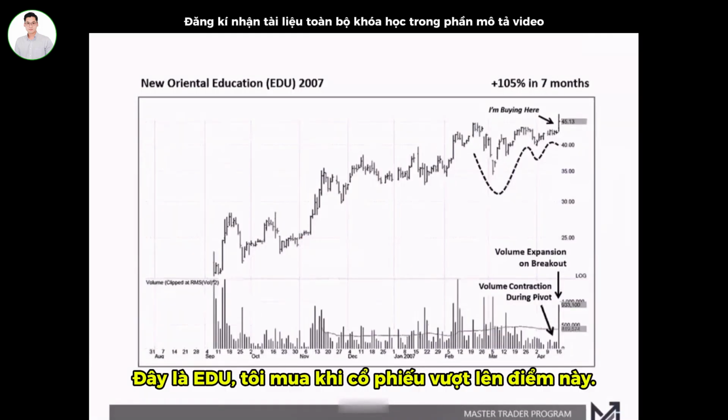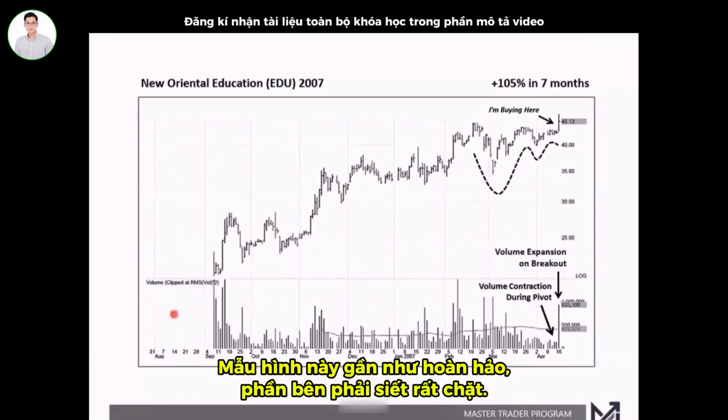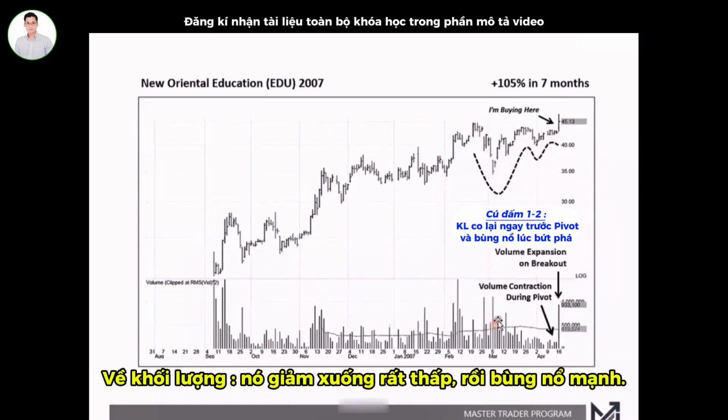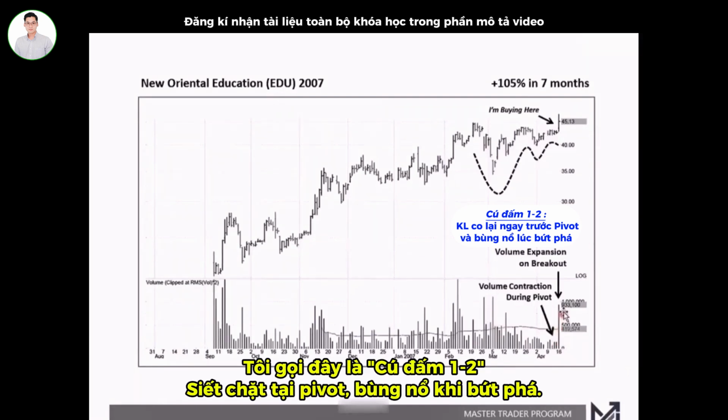Take a look at here. Here's EDU. I bought this stock coming out right here, and this is really just absolutely as perfect as it can get. Just super tight right here, it tightens up. Now, let's talk about volume a little bit. You see how the volume comes way down here, and then it expands. This is what I call the 1-2 punch, where you contract in the pivot, and then you expand on the breakout. This is what you want to see.